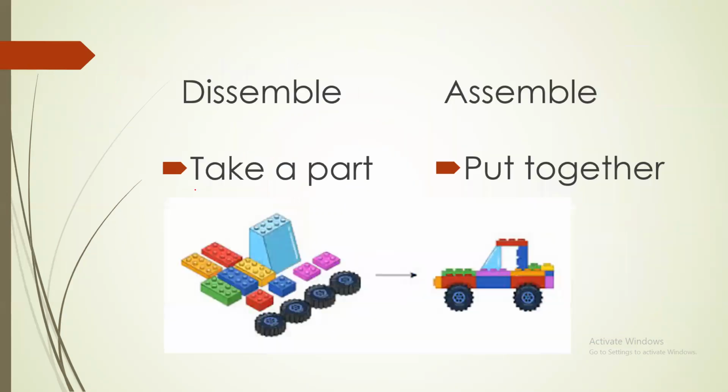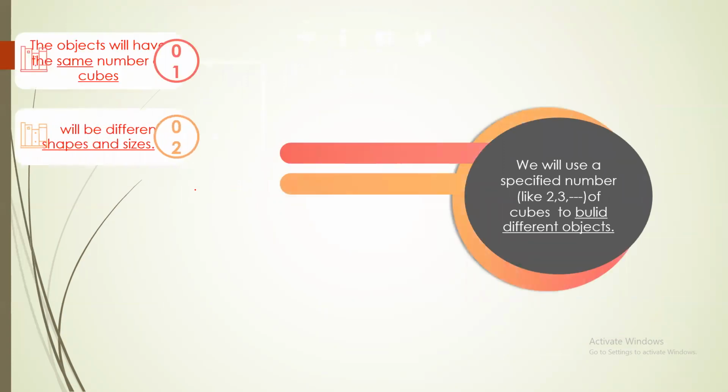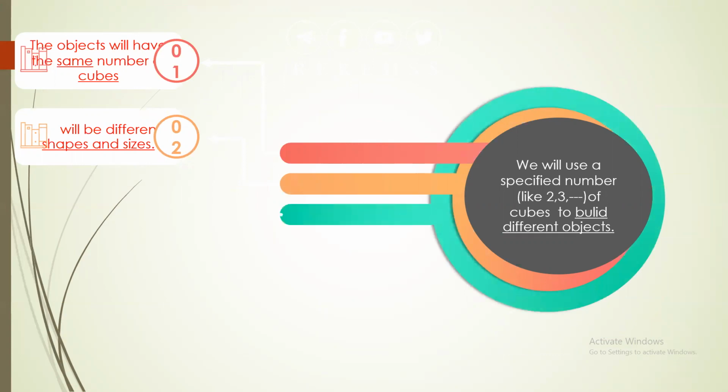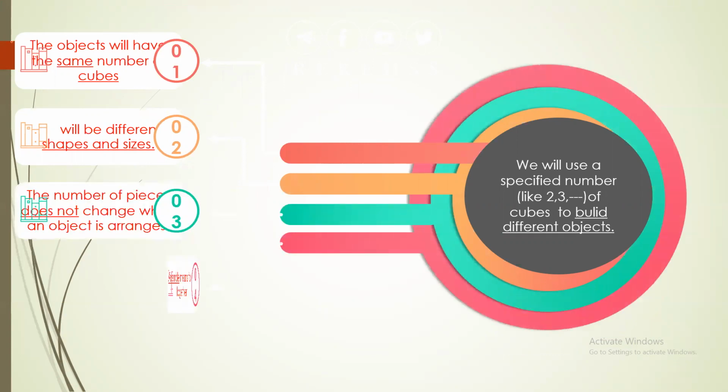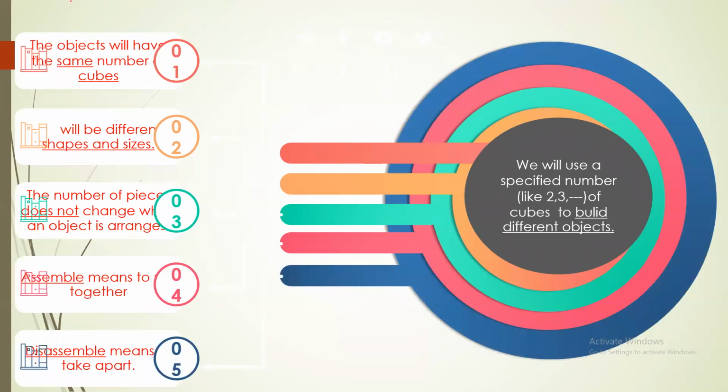Okay, boys and girls? So in this lesson, again, let's revise. If you specify any number of cubes, the new object, if you want to build a new object, will have the same number of cubes, but different shapes and sizes. And the number of pieces doesn't change when the object is rearranged. The word assemble means to put together. The last word, disassemble, means to take apart.